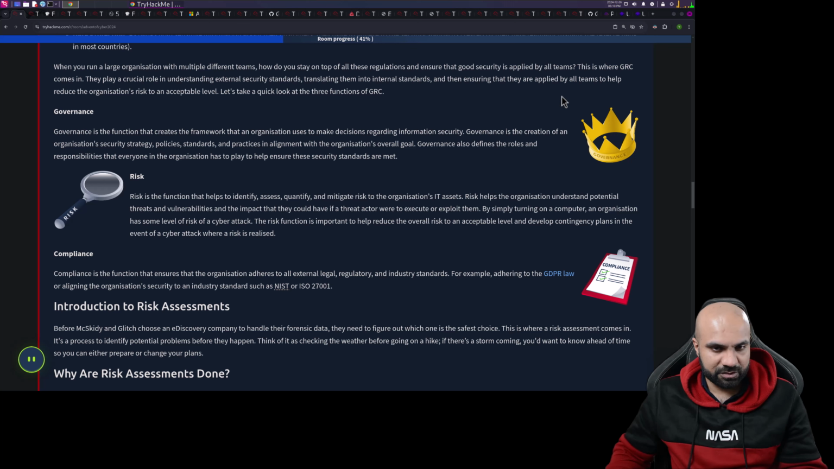We have governance. So GRC stands for governance, risk and compliance. Governance is the function that creates the framework that an organization uses to make decisions regarding information security. Governance is the creation of an organization's security strategy, policies, standards, and practices in alignment with the organization's overall goals.